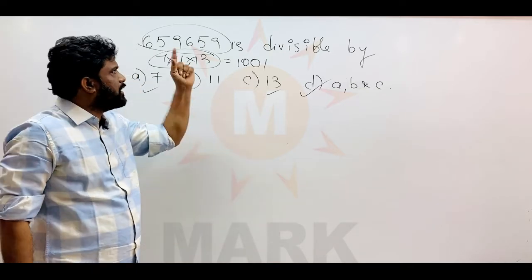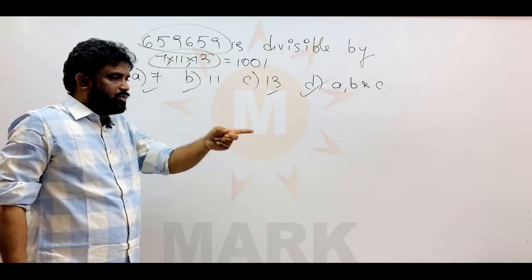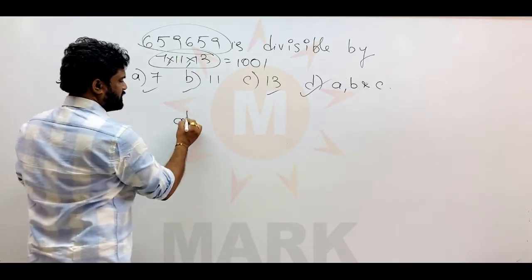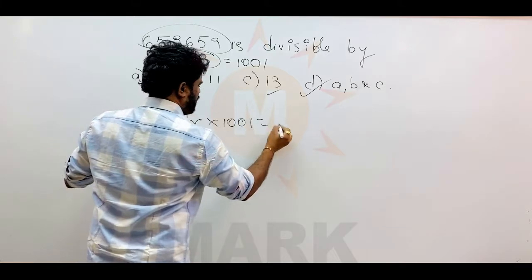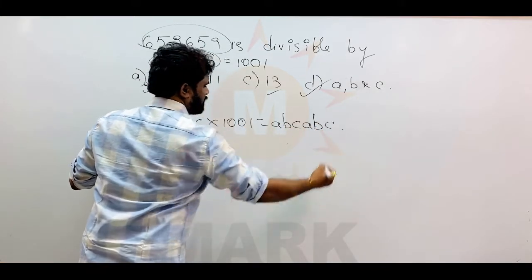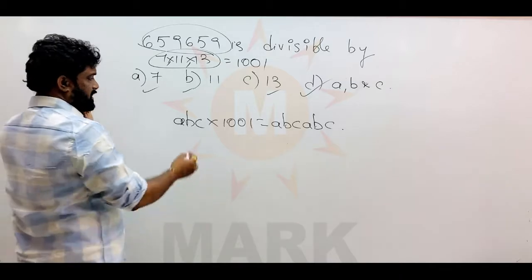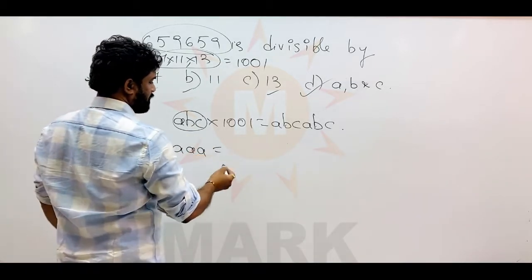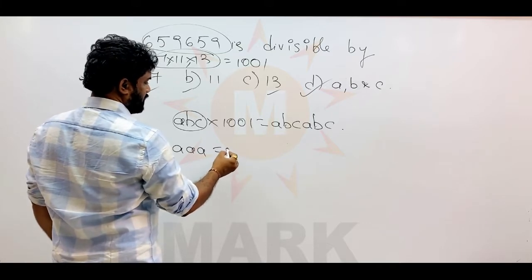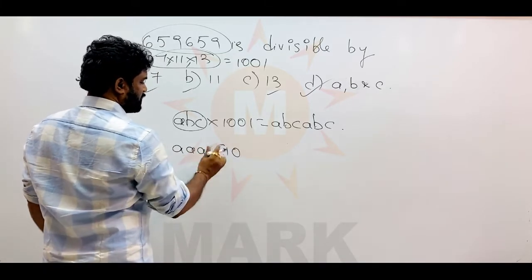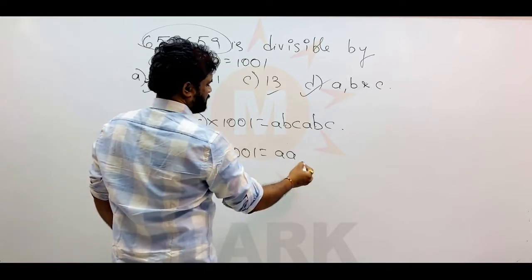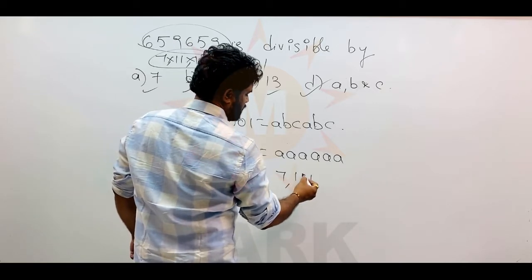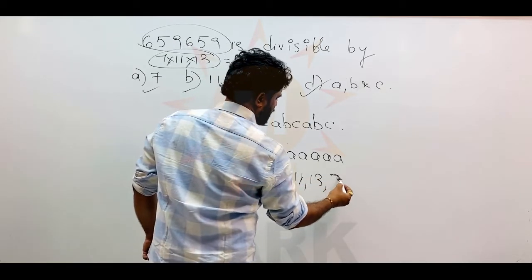You need not calculate it, but just by looking at the format of that number, you can answer the question in just seconds if you know that concept. What is that concept? ABC into 1001 will give ABCABC. If you multiply with 1001, it will become the number A, B, C repeated, 6 digits will come. So along with 7, 11 and 13, it is also divisible by 3 and 37.